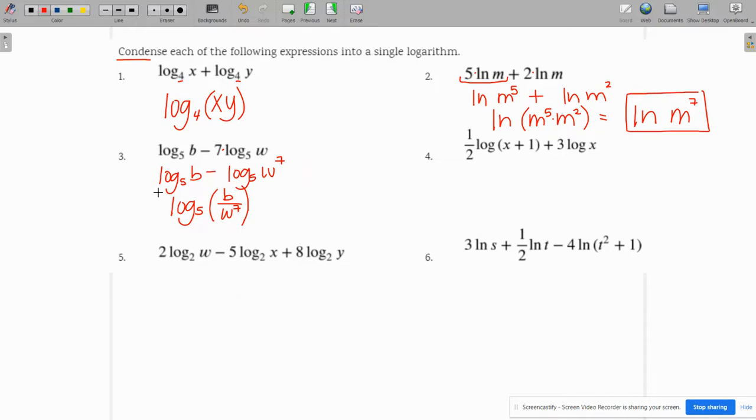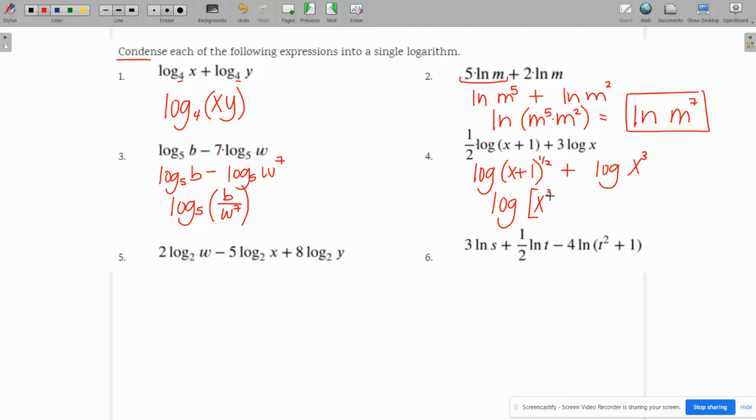The next one, if we have 1/2 times log of the quantity x plus 1, we know that this 1/2 will become the exponent to this quantity. So this is log of x plus 1 to the 1/2 power, or you could think of that as the square root of the quantity x plus 1, plus log base 10 of x cubed. So now that I've rewritten these with our exponents, I can see I'm adding two logarithms with the same base. So that means that I would take the log of basically the quantity of these two things multiplied together.